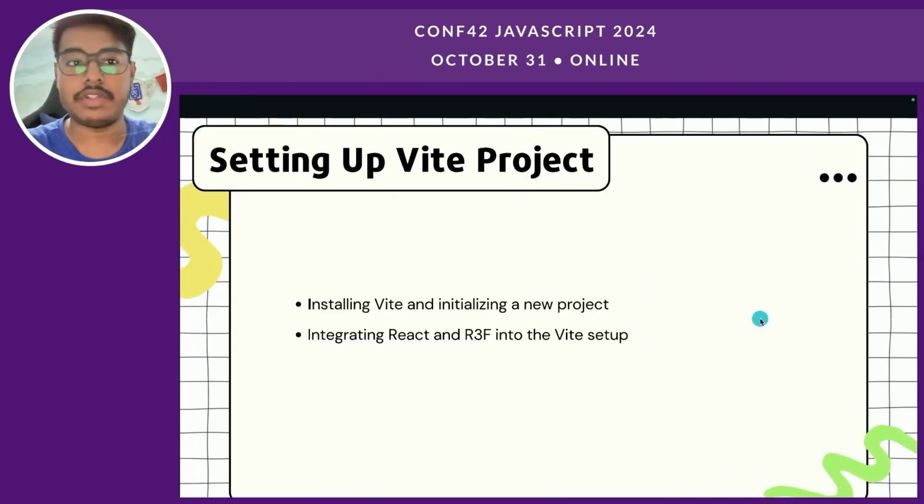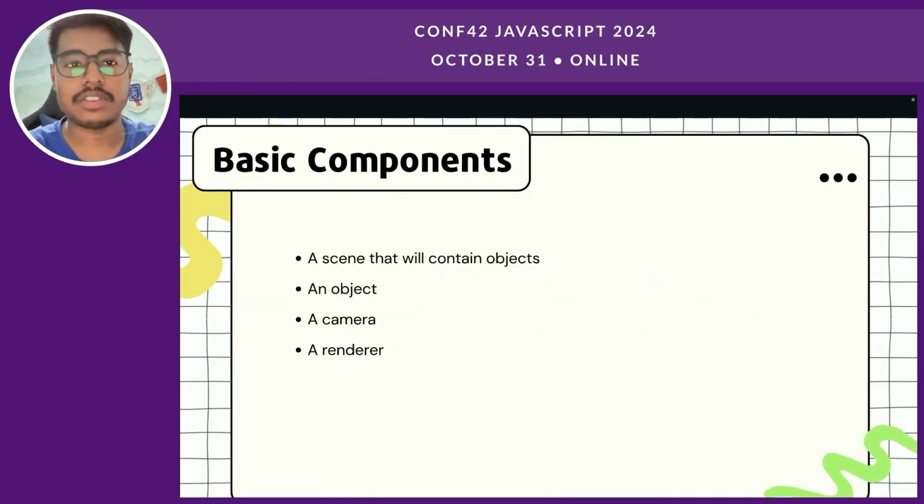So let's move forward. Before we code, let's talk about some of the basic components of a 3D scene. Firstly, a scene, obviously. A scene is something like a stage, where there are different objects, for example, actors, lighting, and everything. So a scene is something which will contain objects.